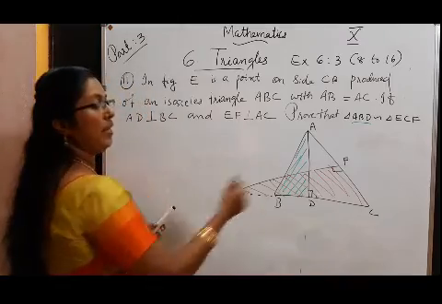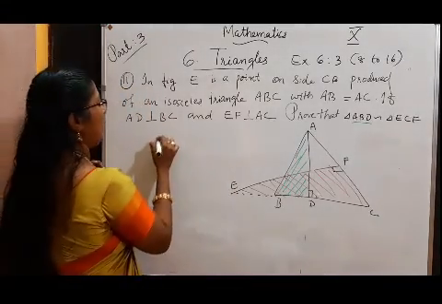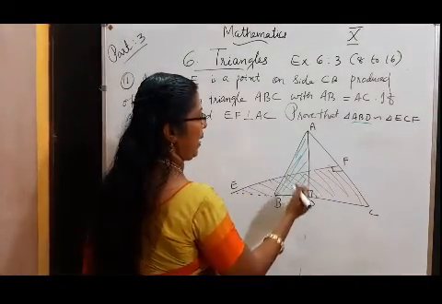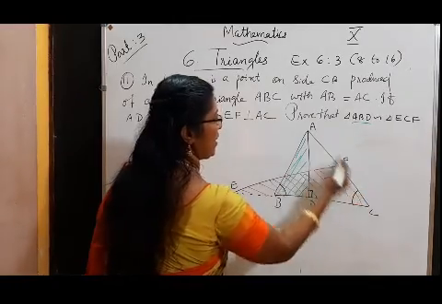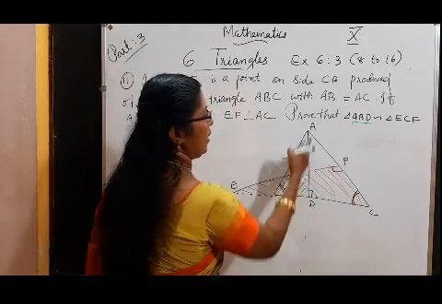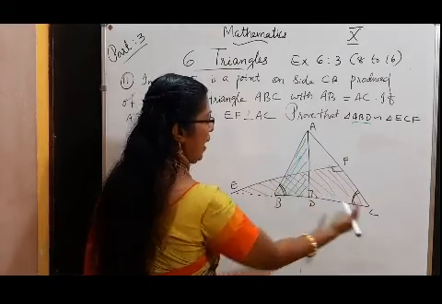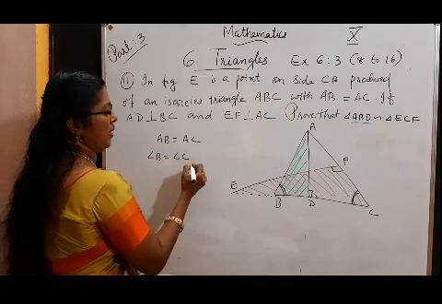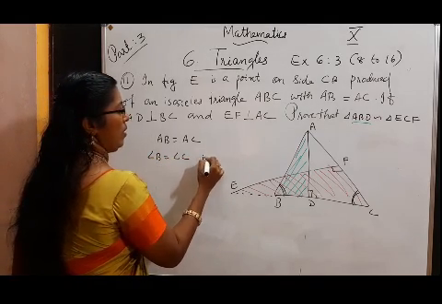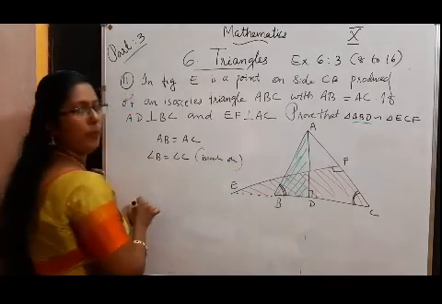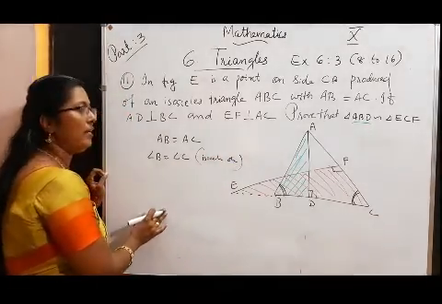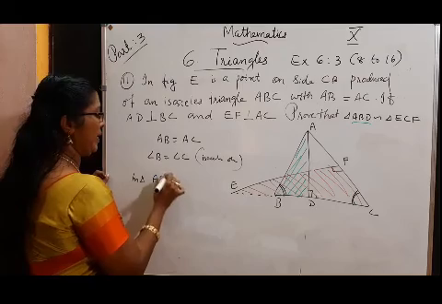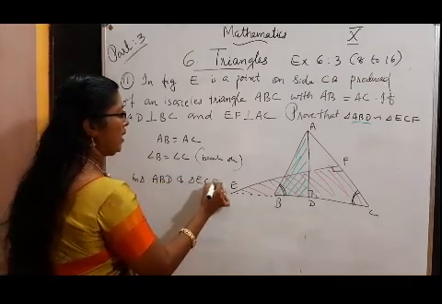Then what is given? ABC is an isosceles triangle with AB equal to AC. The angles opposite to equal sides are equal, so AC and AB are equal, and so angle B and angle C are also equal. Angle B equals angle C, the base angles of an isosceles triangle. Then we want to prove that triangles ABD and ECF are similar.